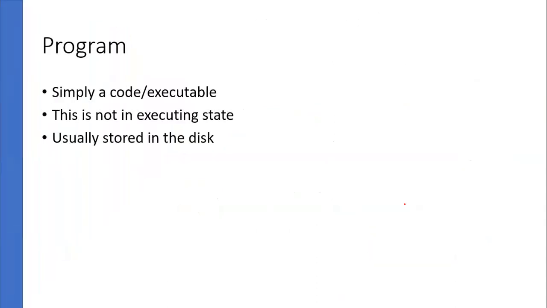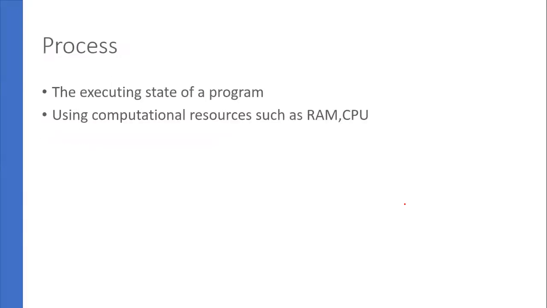So first of all, the processor management. What's a program? It's simply a code that is executable. It's an executable state of a code. So it's not executing actually. Sorry, it's not executing. It's something that resides in your computer. So usually it's stored in a disk, and the process is the running state of the program.